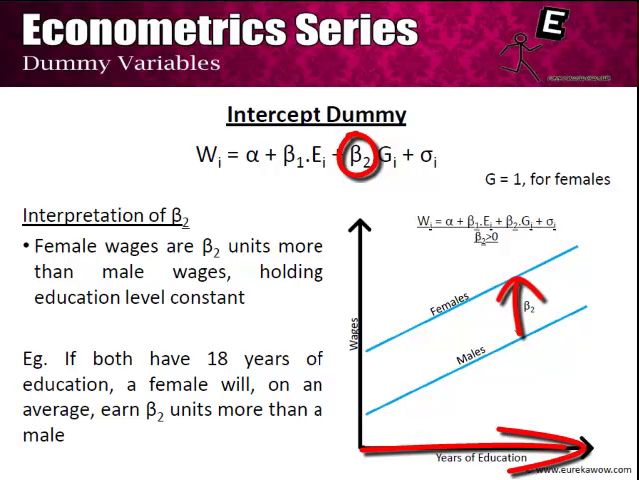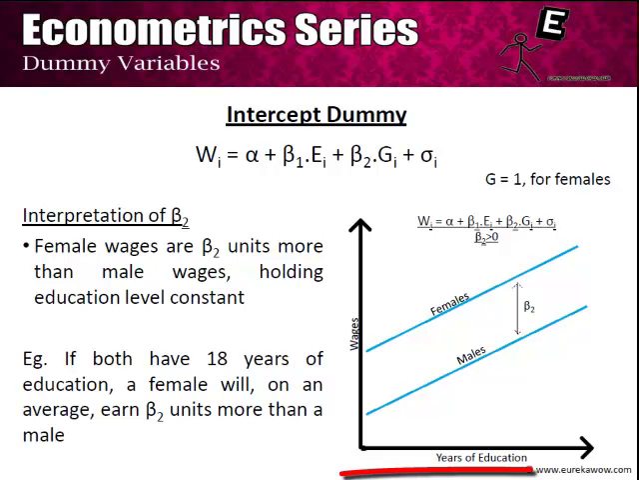Hence at each and every education level, female wages on an average will tend to be beta 2 units more than the male wage. Now of course beta 2 could also be negative, but let us consider a case in which beta 2 is positive. That is, in which case females for the same level of years of education earn higher wages than males.